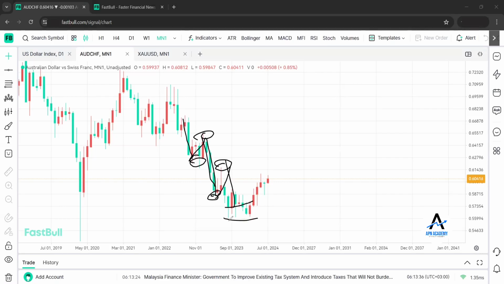But then the market reached a certain point and communicated that I am no longer interested in pushing down. And what did it give us? A triple bottom, the first bottom, second bottom, and third bottom. Now, this is a reversal shape. We have shapes and patterns. This is a reversal shape.